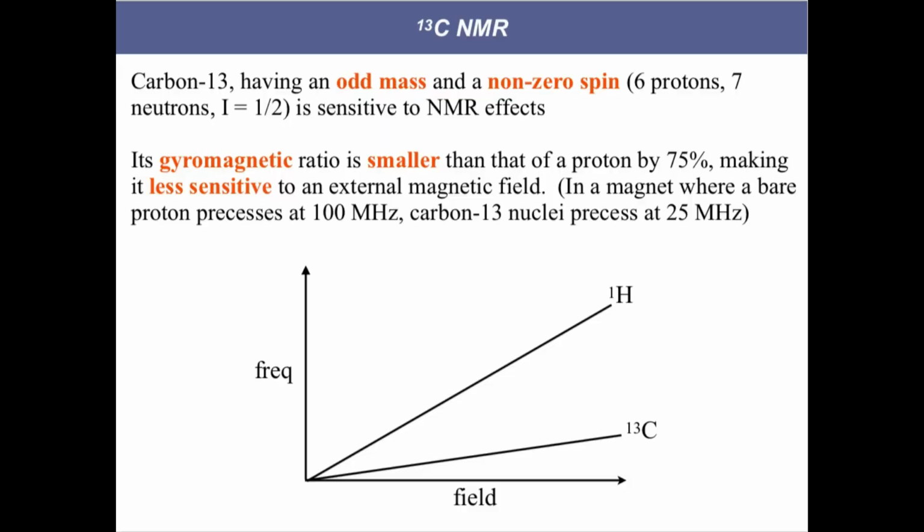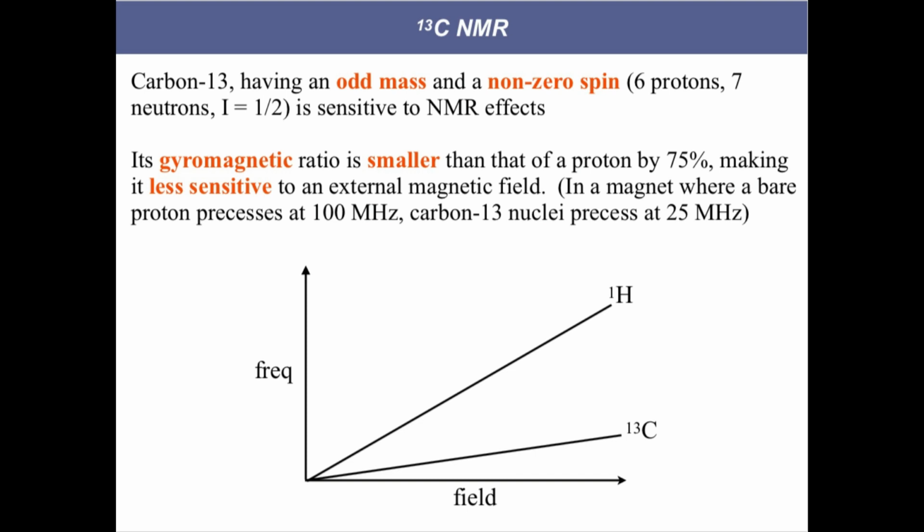So carbon-13 having an odd mass and therefore a non-zero spin: carbon has 6 protons and 7 neutrons. That means that all 6 protons will pair up in pairs and will have 0 spin, and 6 of the 7 neutrons will pair up in pairs and have 0 spin, but there will be one unpaired neutron with spin of a half, and so carbon-13's nucleus will have a nuclear spin and therefore make it sensitive to NMR effects.